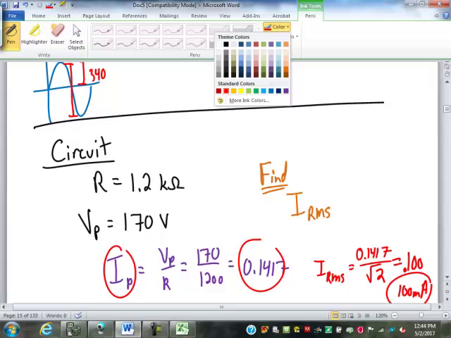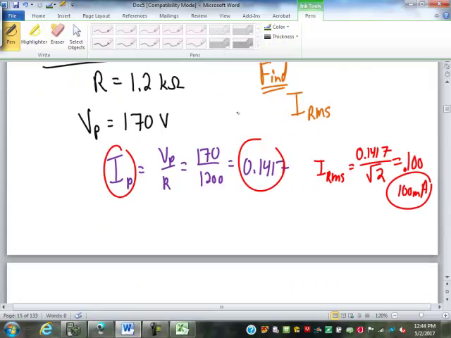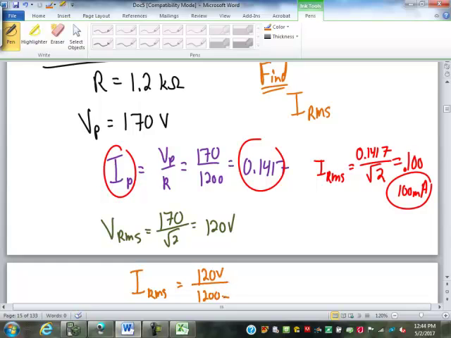Well, let's do it the other way. The other way we could have done that is convert our voltage to RMS first. So it's going to be the 170 divided by the square root of 2, which is 120. Then we would use that to find our RMS current. So 120 volts divided by 1200 ohms is 0.1 amps or 100 milliamps. Now in this case, it probably was easier to convert the voltage to RMS first, but it really doesn't matter.